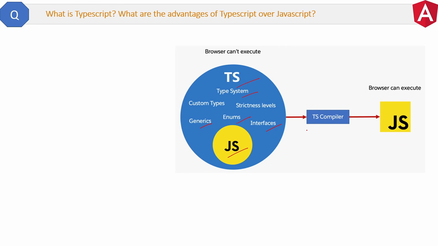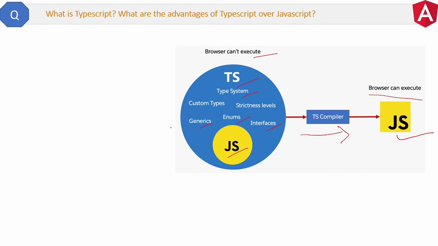But the thing is, the browser does not understand TypeScript code. So Angular compiles or converts all the TypeScript code into JavaScript first and then runs it on the browser, because the browser does not understand TypeScript and it understands JavaScript only.